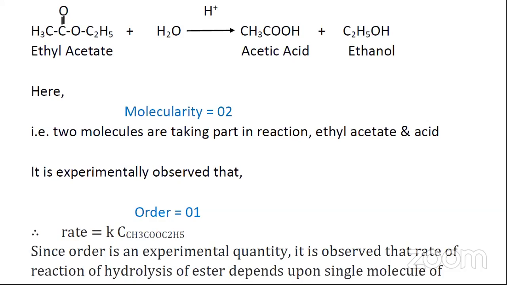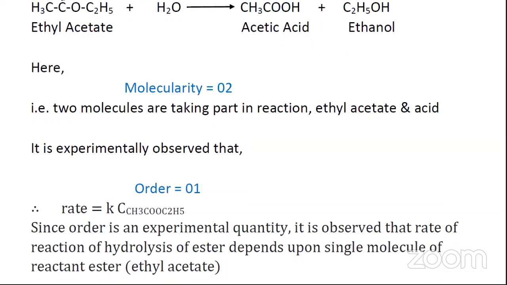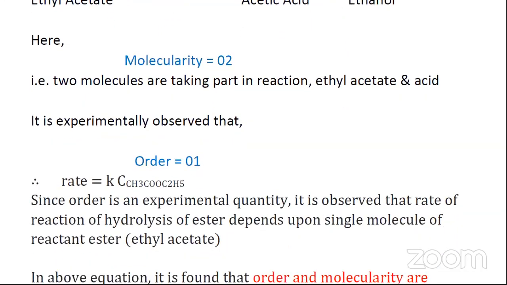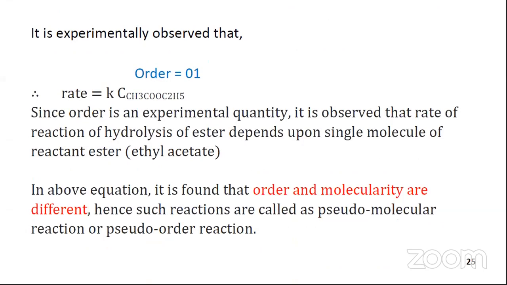Since order is an experimental quantity, it is observed that the rate of reaction of hydrolysis of ester depends upon a single molecule of reactant, the ester. So, in the above equation, it is found that order and molecularity are different. Hence, such reactions are called pseudo-molecular reaction or pseudo-order reaction.